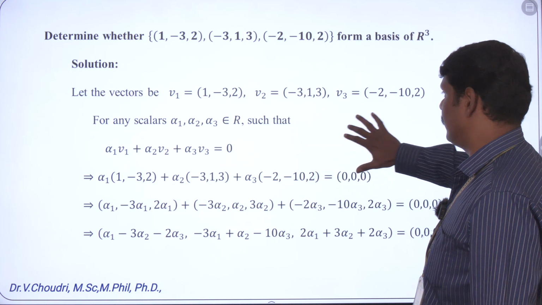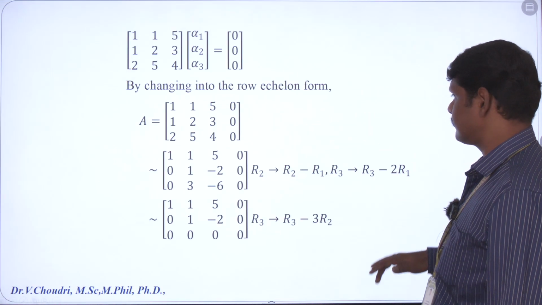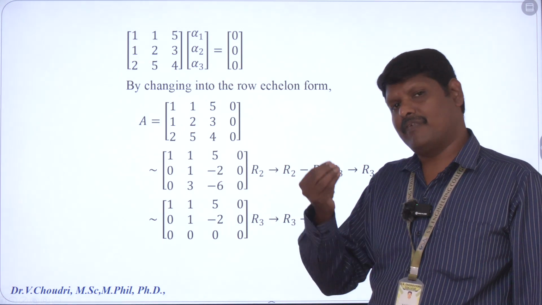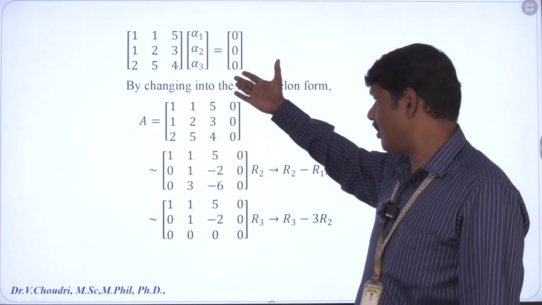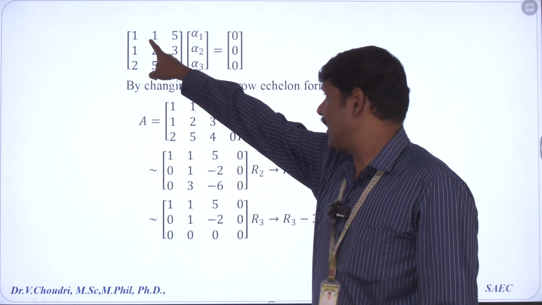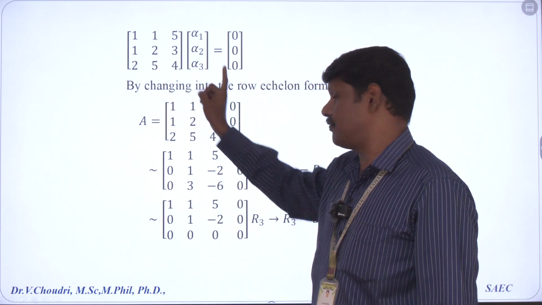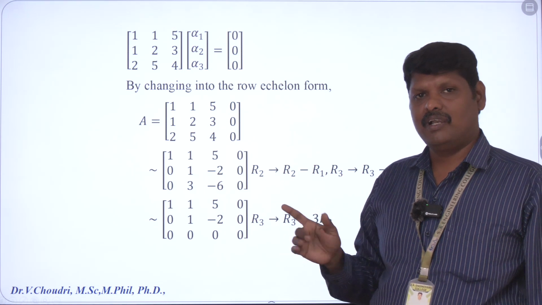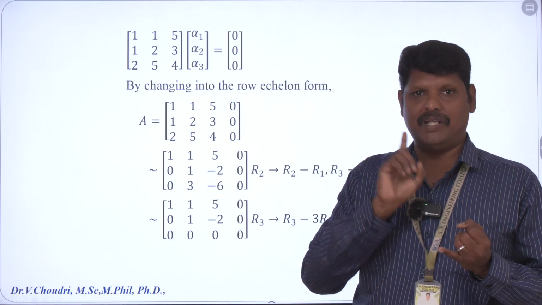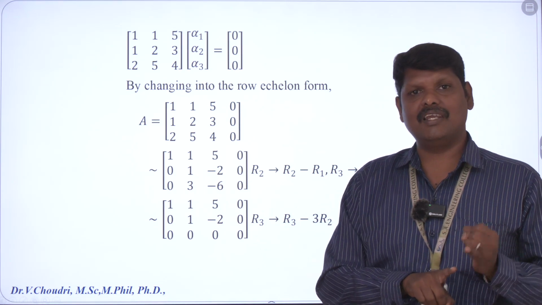Okay. Now the shortcut method. Suppose during this examination you may not find the time to complete all this task. Better what you do? Take the determinant, write 1 1 5, 1 2 3, 2 5 4. Solve the determinant. When the answer comes equal to 0, linearly dependent. Not equal to 0, linearly independent.